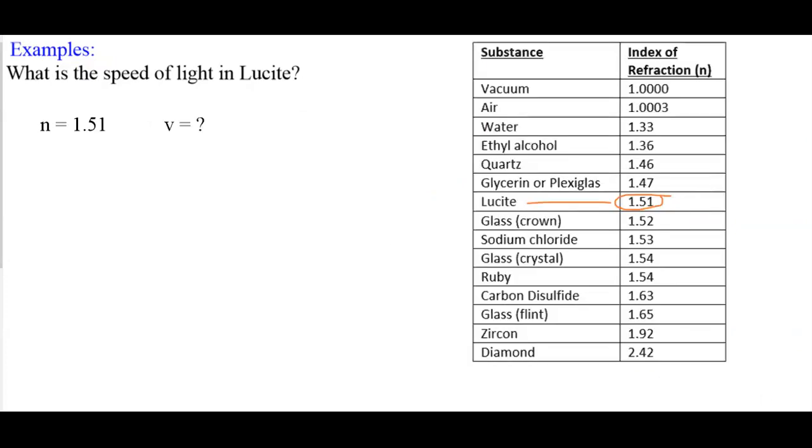Okay, moving on. So if we're trying to figure out the speed of light in lucite, it would just be a matter of finding your little table and looking for the index of refraction value. Oh, lucite is 1.51. Great, so you write that down, and then you just perform the calculation.